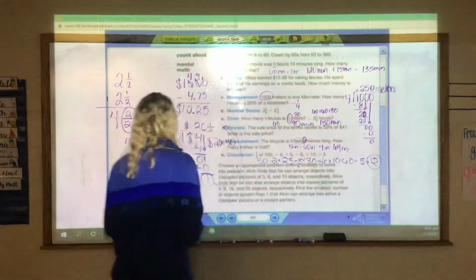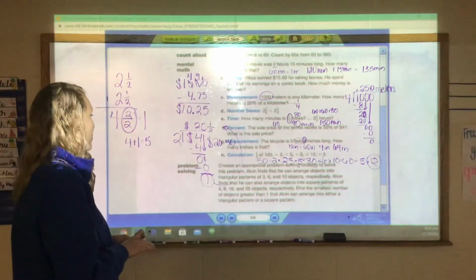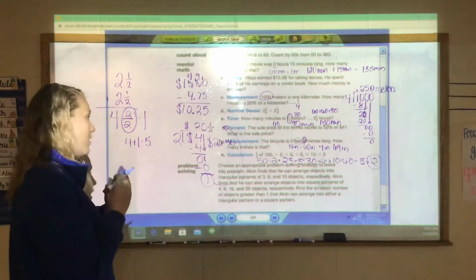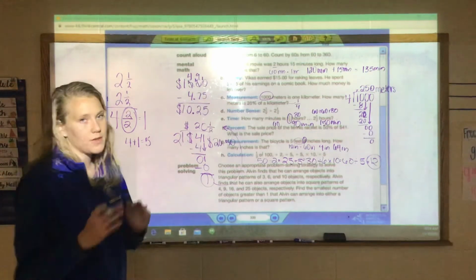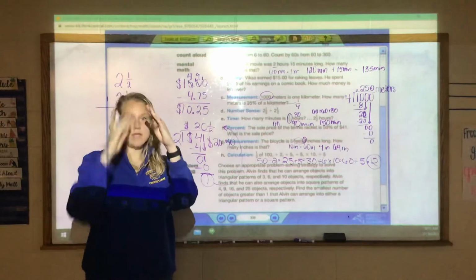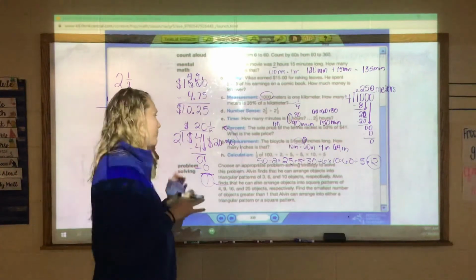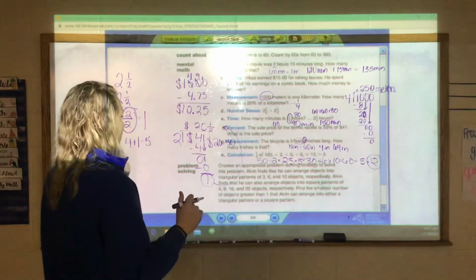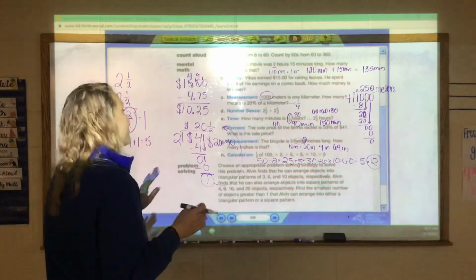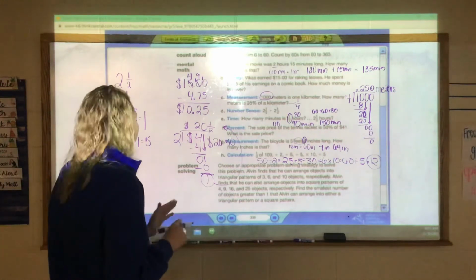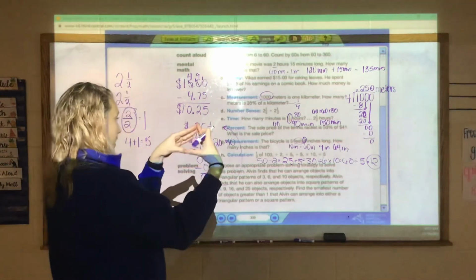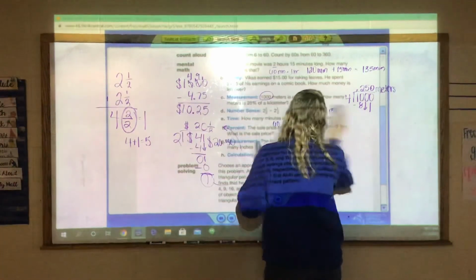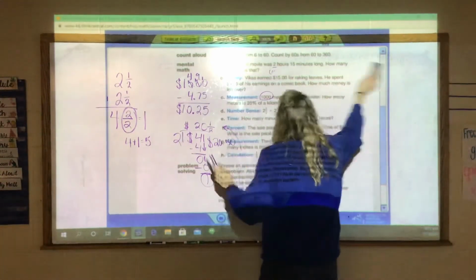Ooh. All right, choose an appropriate problem-solving strategy to solve this problem. Alvin finds that he can arrange objects into triangular patterns of 3, 6, and 10. Remember we talked about triangular patterns being the ones that have the same number on each side and create a perfect triangle. Alvin finds he can also arrange things into square patterns of 4, 9, 16, and 25. Find the smallest number of objects greater than 1 that Alvin can arrange into either a triangular pattern or a square pattern. So, when we think of triangular patterns, let me erase this real quick.